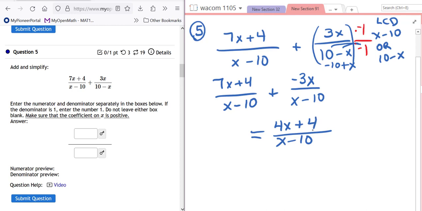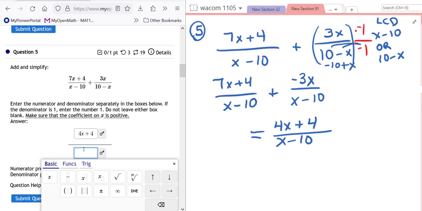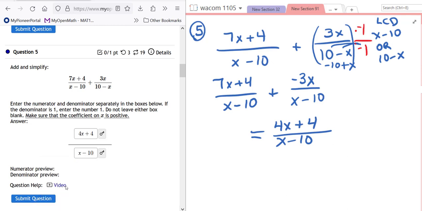You would see about reducing. If you take out a 4, you're left with x plus 1. That is not going to match x minus 10. And so this is our answer. And we'll just type this one in. So 4x plus 4 and x minus 10.